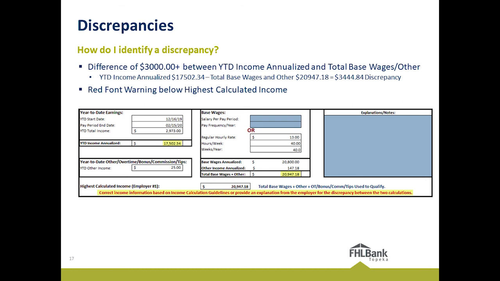On occasion, when you are entering information into the income calculation workbook, you will have a discrepancy. Note on your screen where it's highlighted in yellow a red warning that indicates there is a discrepancy. Anytime there's a difference of $3,000 or more between the year-to-date income annualized and the total base wages plus other income, an explanation is required.